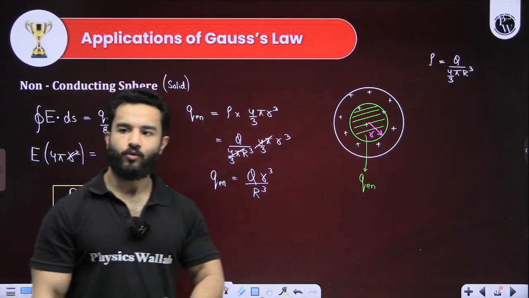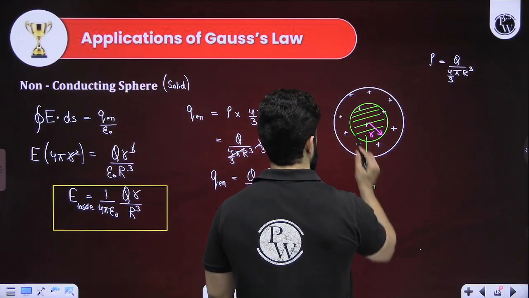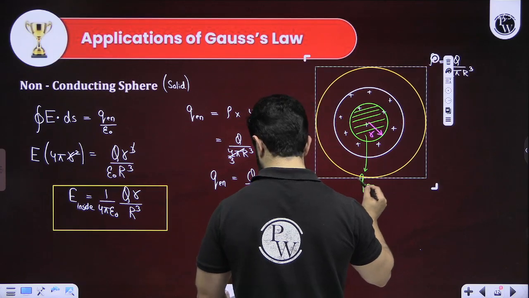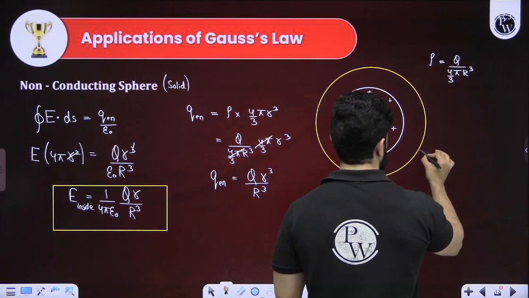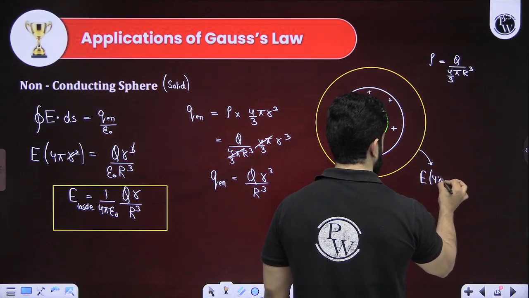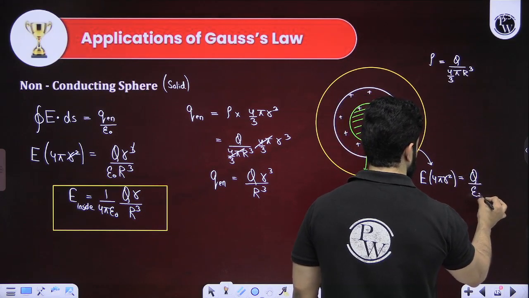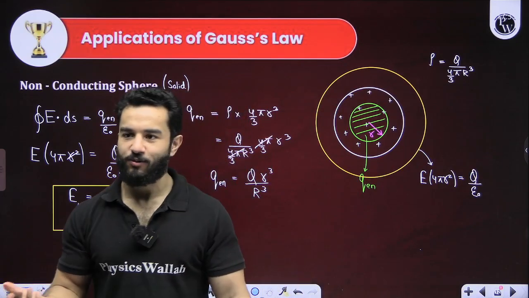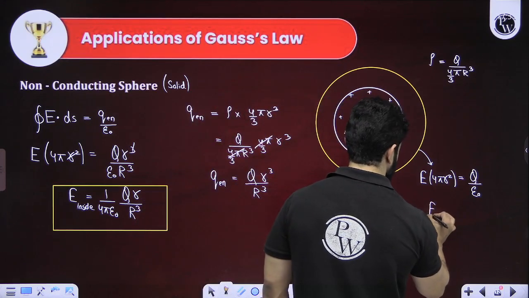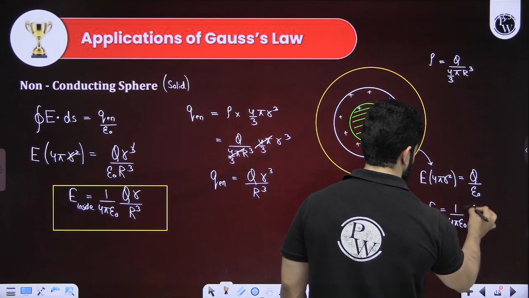Let's suppose you want to find it for an outside point. For an outside point, we will simply say electric field E into 4 pi r square equals enclosed charge, which is now capital Q, because the enclosed charge will be the same. So electric field will come out as E equals 1 upon 4 pi epsilon naught into Q upon r square.